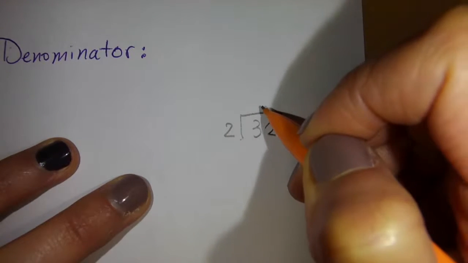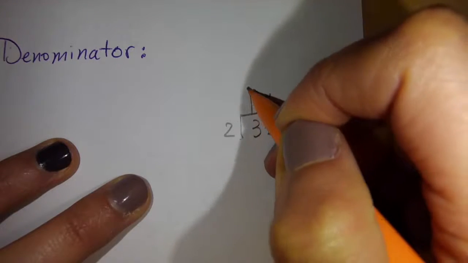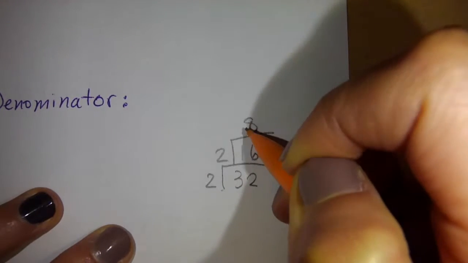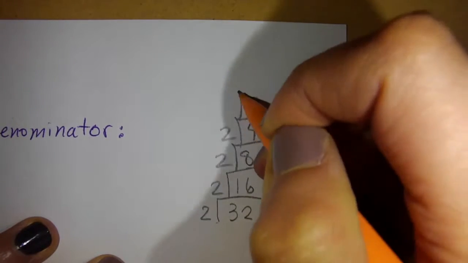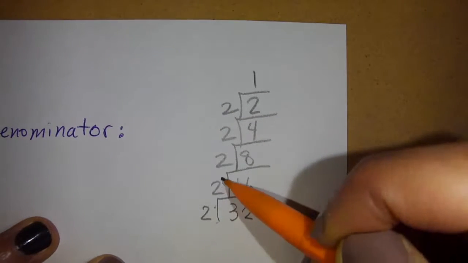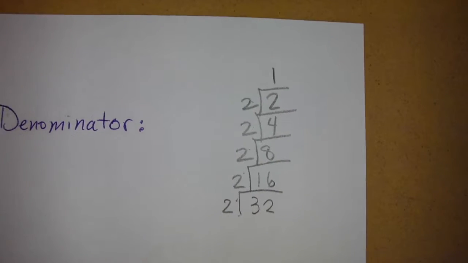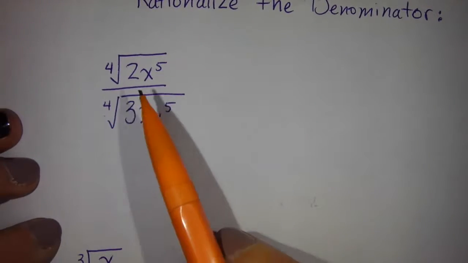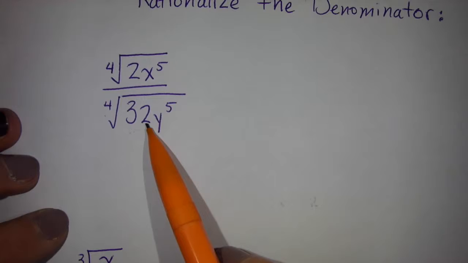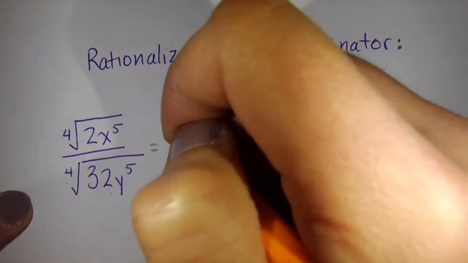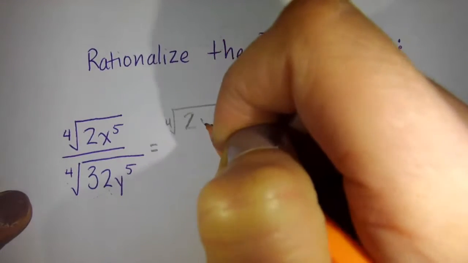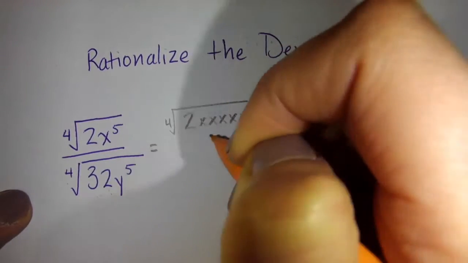2 can go into 32 16 times. 2 can go into 16 8. 2 can go into 8 4. 2 can go into 4 2. Okay, so I have 1, 2, 3, 4, 5 2's. So actually we can simplify this root first that's in the denominator. Same with the y's and the x's. So let's do that. So the fourth root of 2 and 1, 2, 3, 4, 5.